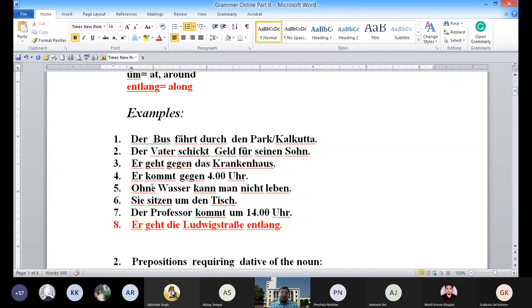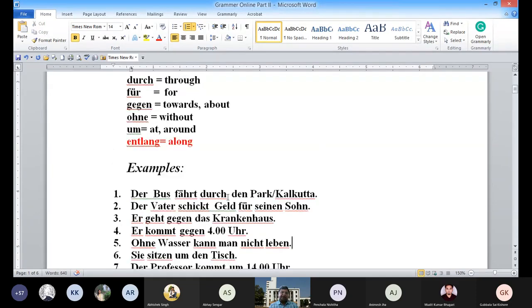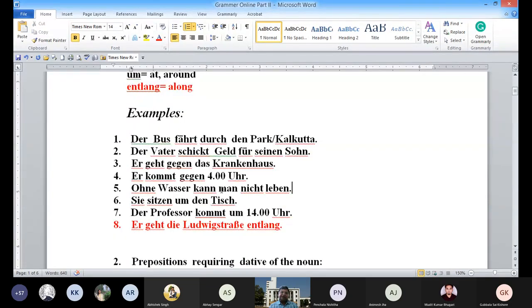Next one was ohne. Ohne means without. So like, ohne Wasser kann man nicht leben. Without water, one cannot live. Kann man. Man means here one. Man, this is an impersonal subject. Man means one. One cannot live. Leben means live, survive. Without water, one cannot survive.